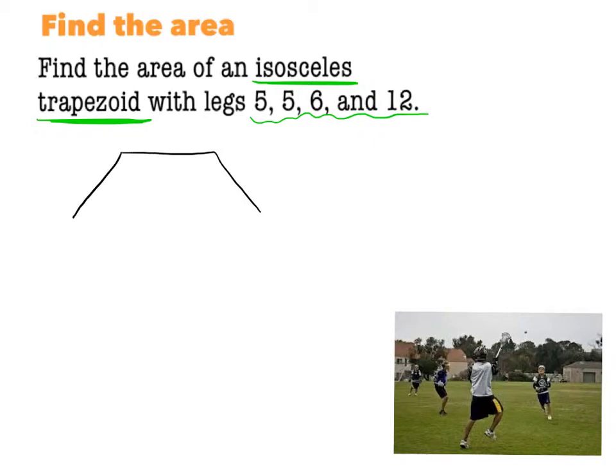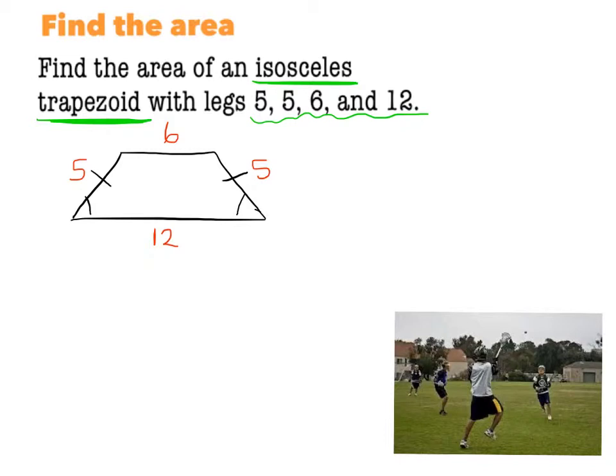Now, I know an isosceles trapezoid has 2 congruent sides, we call those the legs, and it also has 2 congruent angles, and maybe that'll come in handy, we'll see. Now they've given us some values here. If these 2 sides are congruent, these are clearly the sides that are 5. This is my shorter side, and this side would be 12.